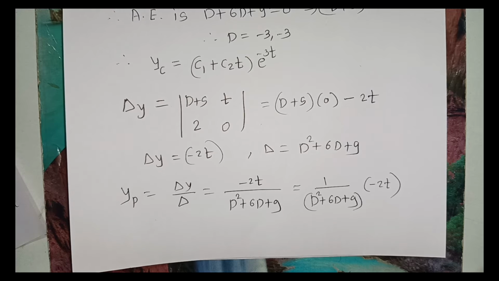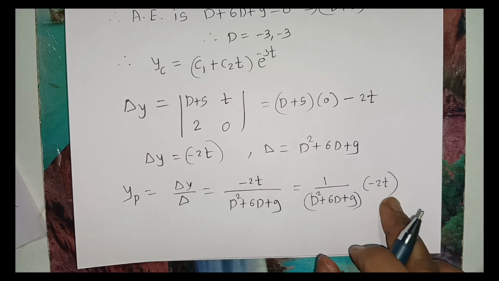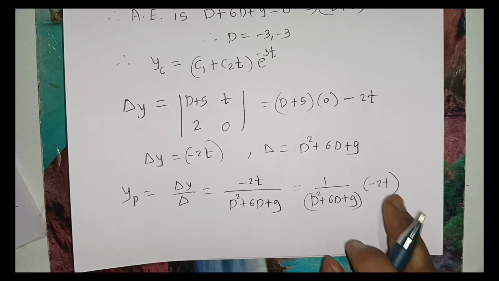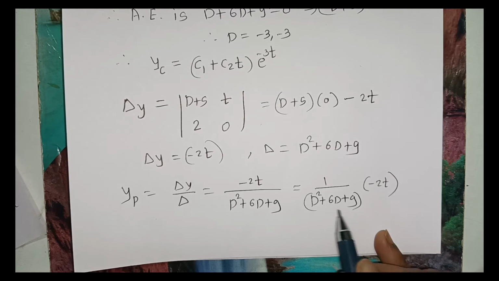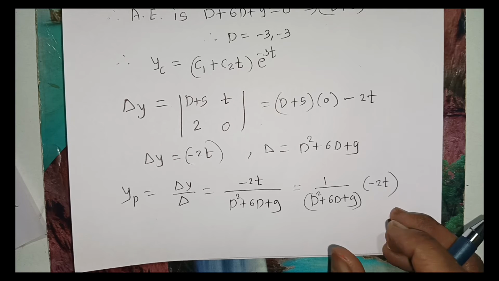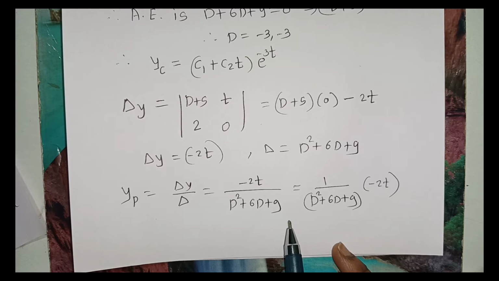So what we do, we use the formula of 1 by 1 plus x or 1 by 1 minus x to solve such types of polynomial functions for yp. Okay. So rewrite this D square plus 6D plus 9 as 1 plus some function of D. So in such examples, we take the constant term in common. So here the constant term is 9. So take this 9 in common.